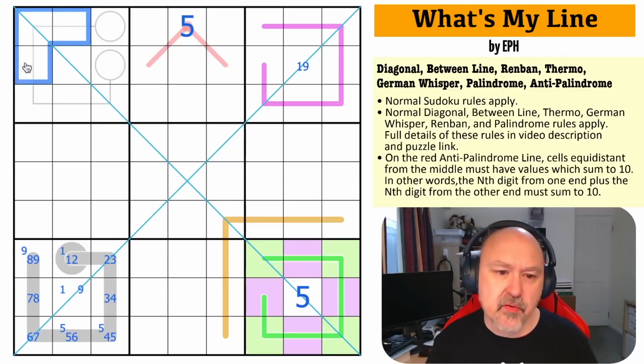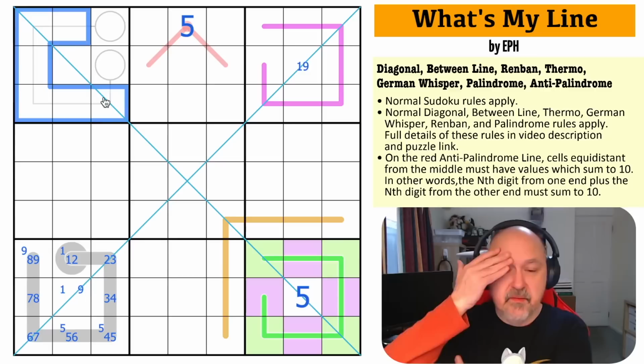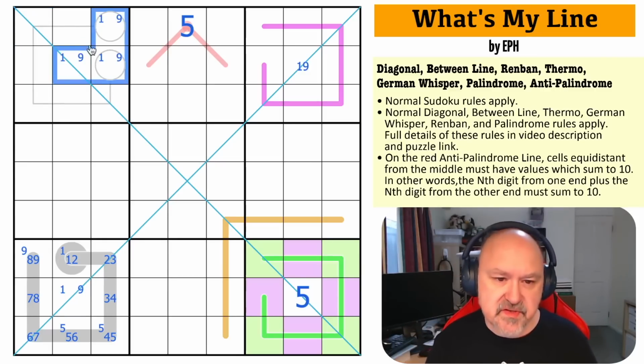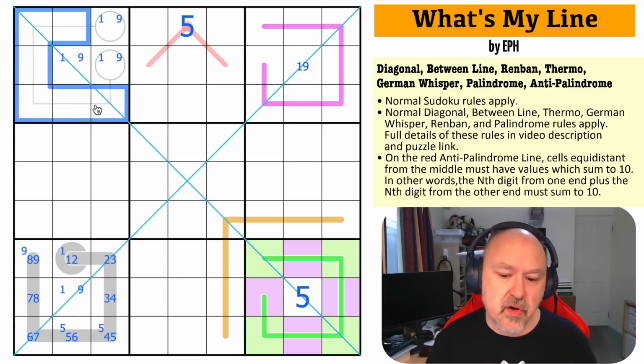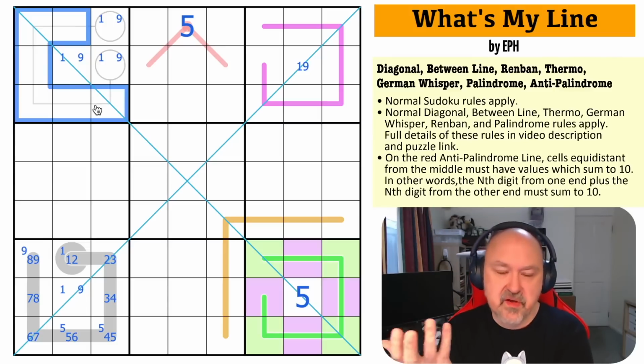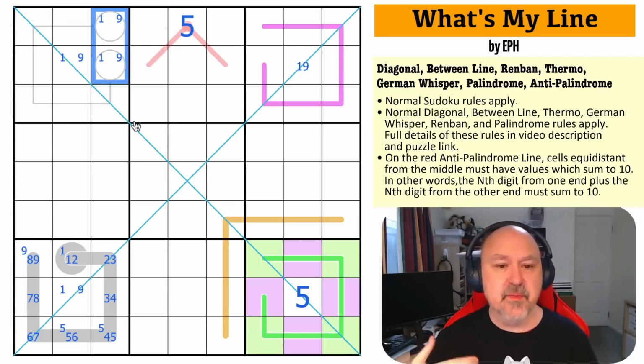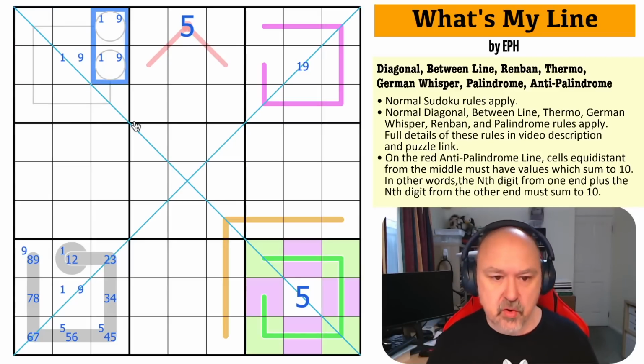And I can't put 1 or 9 on a between line because these digits... So 1 and 9 are in those, because if you put 1 or 9 on a between line, what are you going to put in the other end? If I was to put 1 here, one of these would have to be lower than 1, which doesn't work. So 1s and 9s are in here.